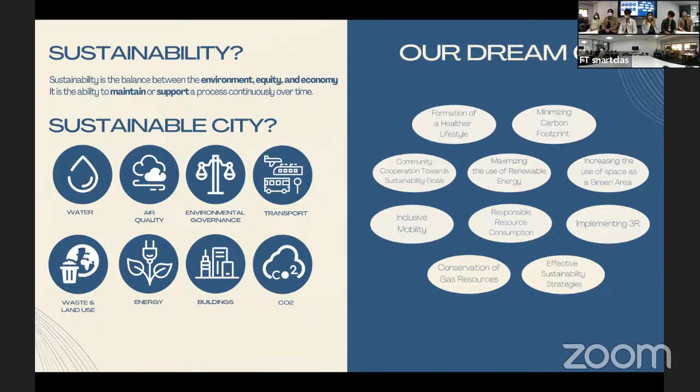What is a sustainable city? A sustainable city is a city which has been designed through urban planning and management to minimize environmental degradation. And these are all of the practices that are incorporated into our sustainable city, which consist of clean water, air quality, environmental governance, transport, waste and land use, energy, green buildings, and CO2 minimization.